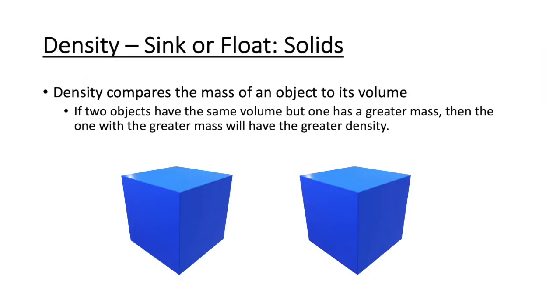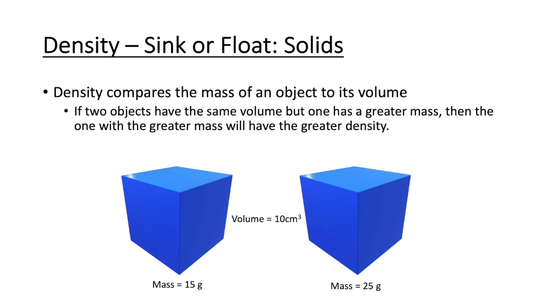Let's say we have two cubes, right? They look identical because they are. But one has a mass of 15 grams, which is the one right here, and one has a mass of 25 grams, which is this one. But again, they're identical in size, meaning they both have a volume of 10 centimeters cubed. So how can we figure out which one do you think is going to have the greater density?